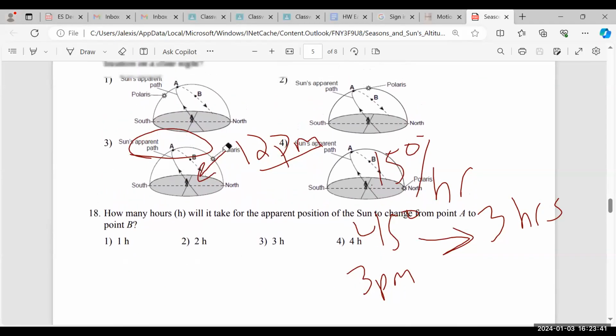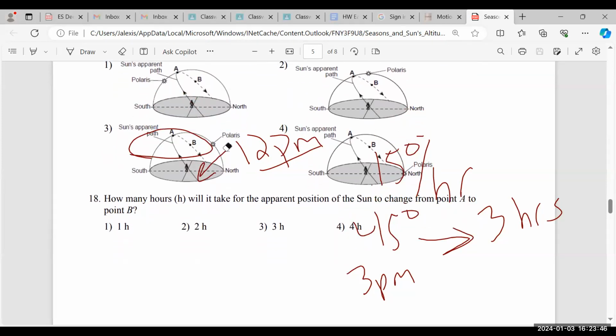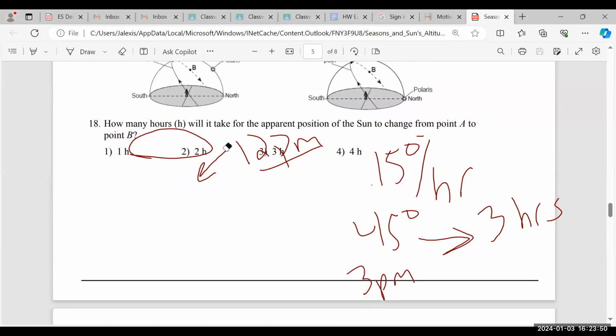How many hours would it take for the sun's position to go from point A to point B? It's 3 hours because the rate is 15 degrees per hour. All right? That's why it's 3 hours for 18.